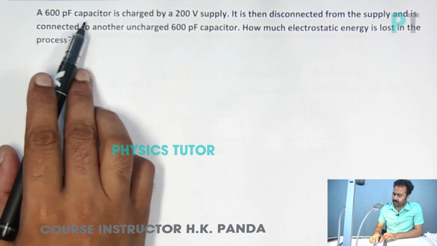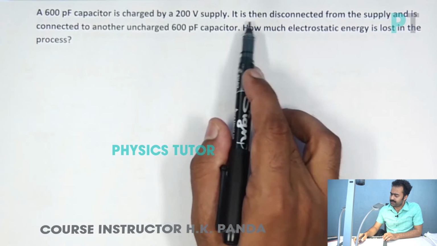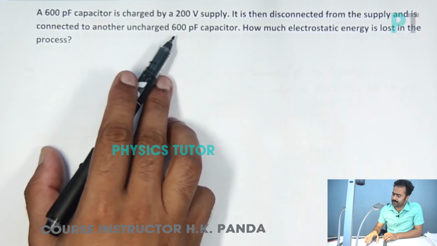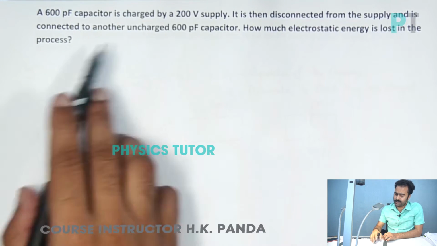A 600 picofarad capacitor is charged by a 200 volt supply. It is then disconnected from the supply and connected to another uncharged 600 picofarad capacitor. How much electrostatic energy is lost in this process?